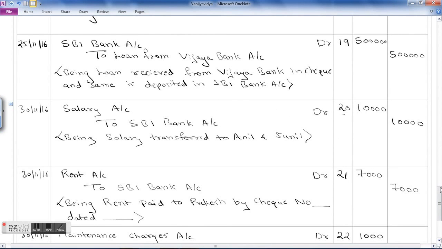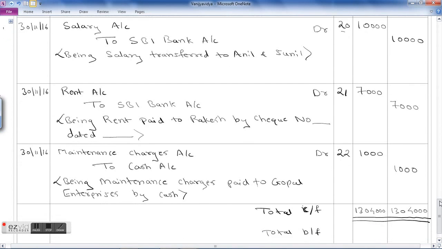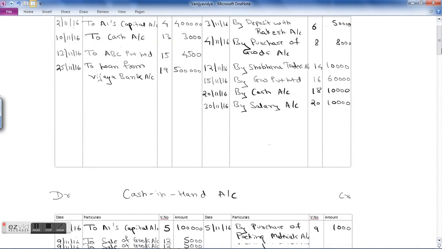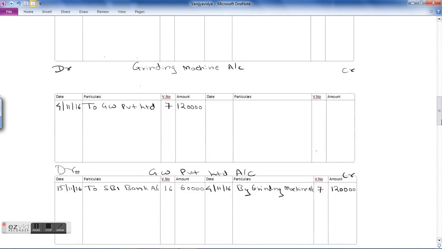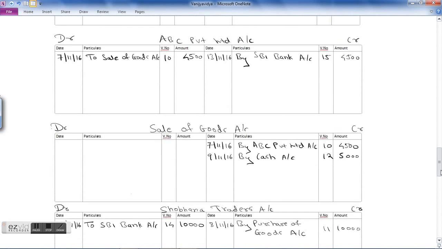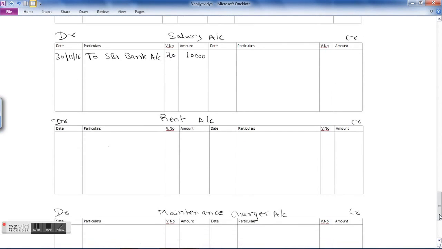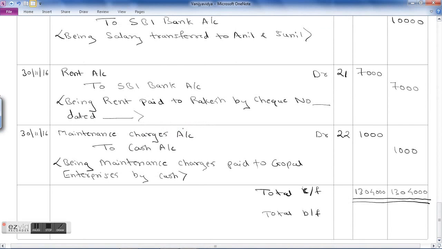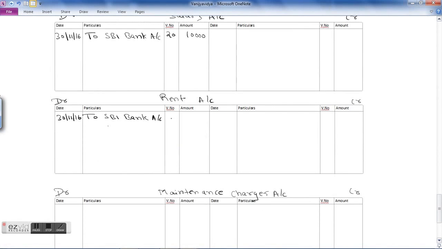Now the next entry, that is entry number 21, rent account debit to SBI account. Okay, so rent account, let's go to the rent account. Rent account debit. Okay, so put it as the date is 30/11 to SBI bank account, transaction number is 21, amount is 7,000.